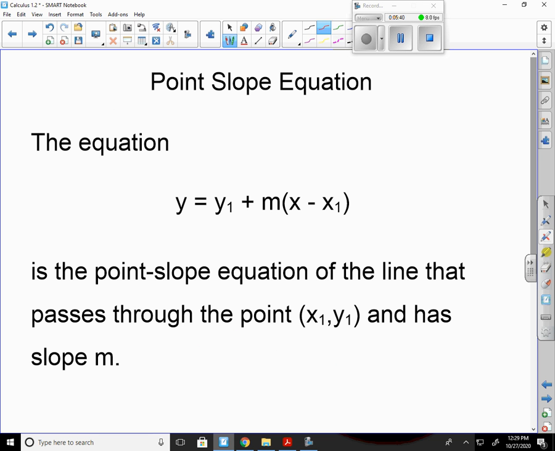Also from Algebra 1, we have the point-slope equation. The equation y equals y1 plus the slope times x minus x1. Now, you might have seen point-slope like this before: y minus y1 equals slope times x minus x1. That's the more traditional form of point-slope. This one, they just got y by itself already. So basically, if I have a point x1, y1, then this is the equation of a line that goes through that point and has a slope of m.